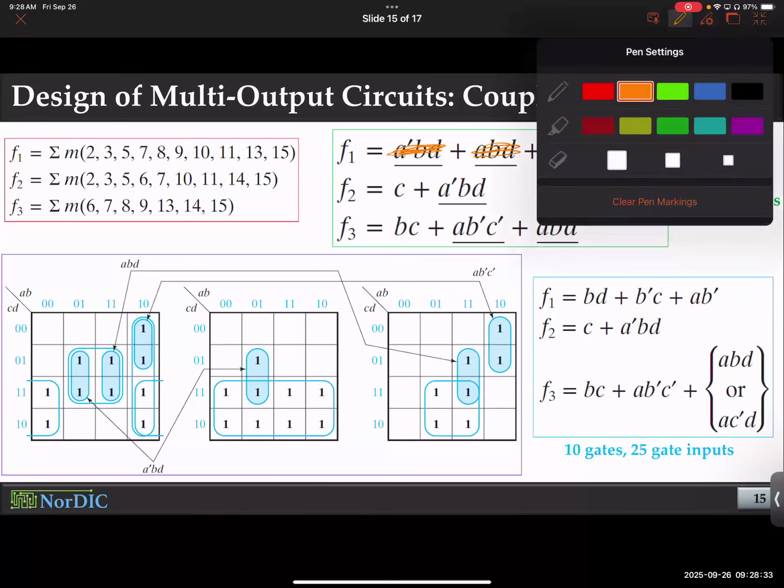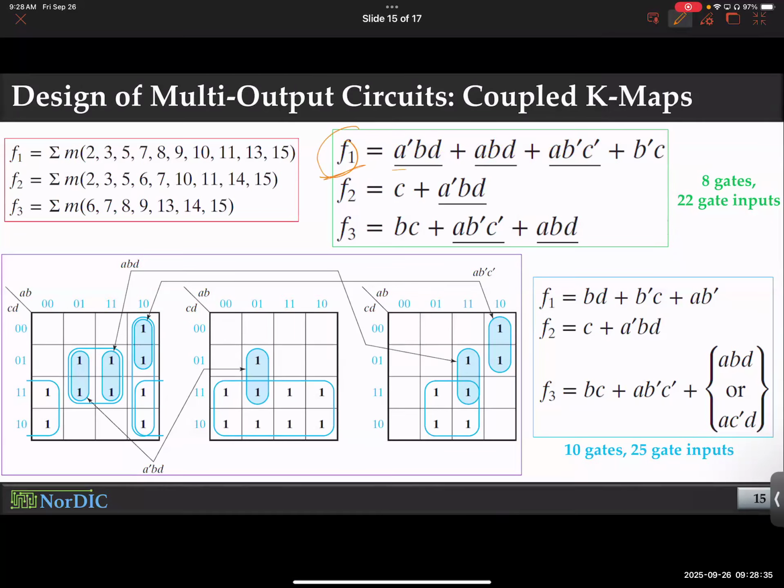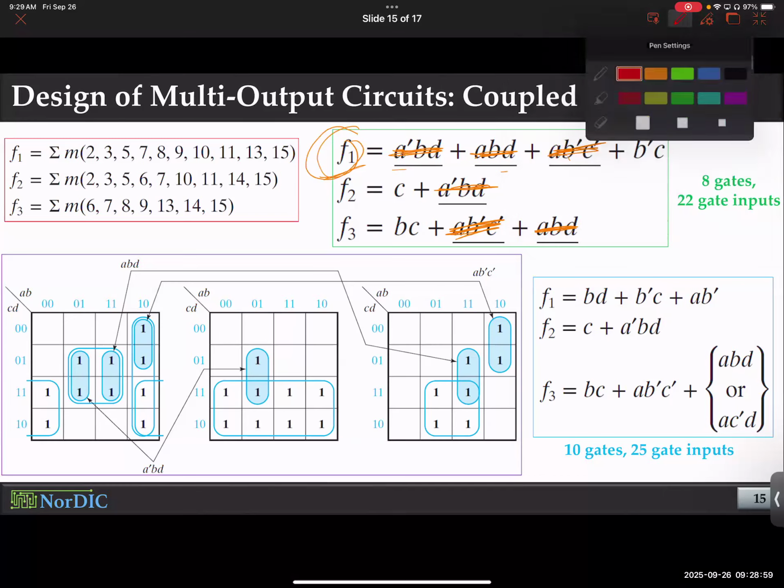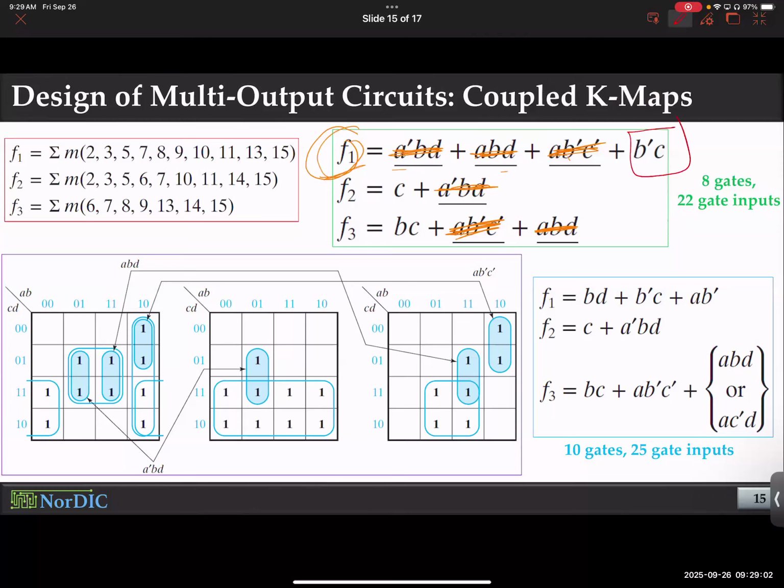So notice this functional output looks more complicated because it has more terms. What I'm telling you is these terms have already been used. A prime BD is coming from this function. So you're not creating a new gate for A prime BD. You're sharing it. Similarly, ABD is coming from this function. So you're not creating it, you're sharing it. AB prime C prime is coming from this function. So you're just sharing it. So essentially, for F1, you just need one gate, which is this guy, to implement B prime C.